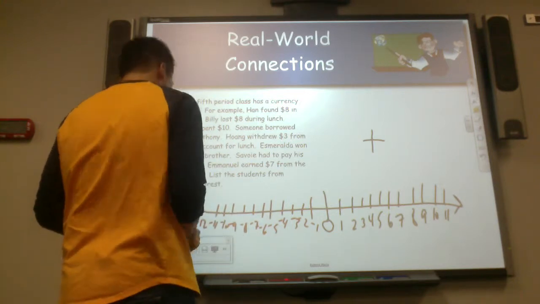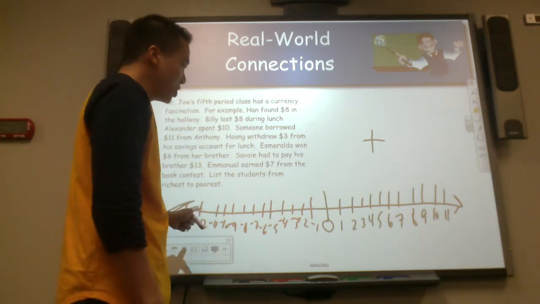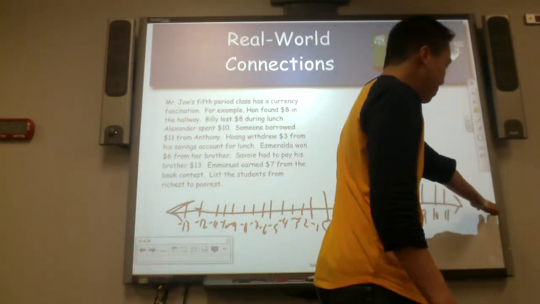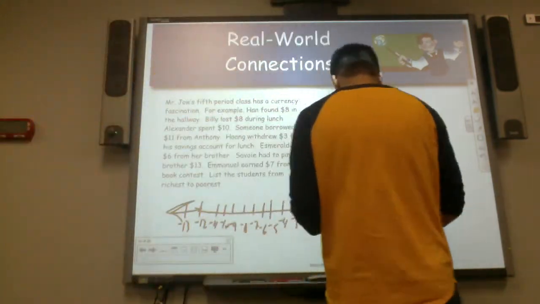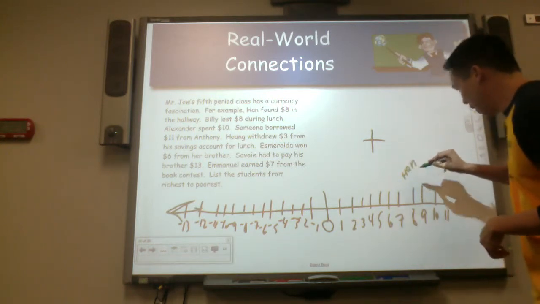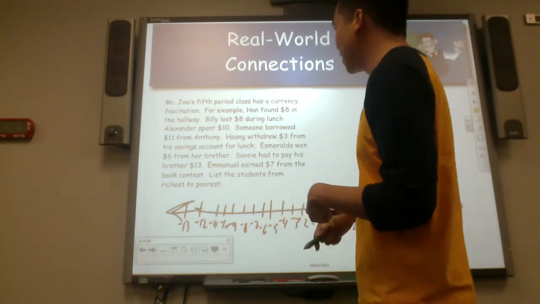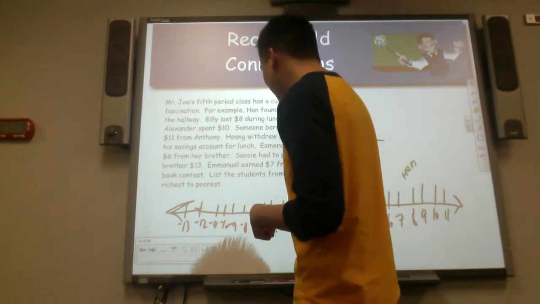negative 13. So what's the opposite of negative 13? How many units from 0 is negative 13? 13 units away, so it'd be on the other side. 13 is the opposite. So let's start with first person. Han found $8. So Han will go right here. Han, positive 8. Billy lost $8. That's the complete opposite of Han. Oh, so Han found his $8. So Billy lost $8.